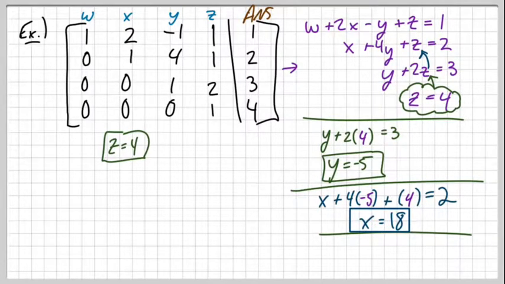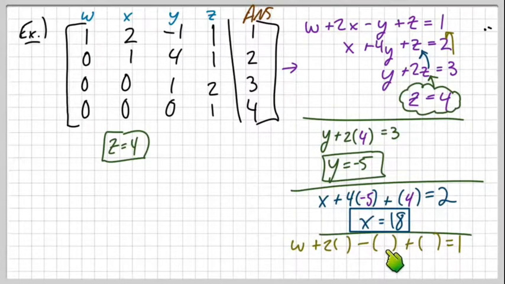We've got 1 to go, so it's time to go to that top level. Since now we know what x, y, and z are, we can plug those values in that top equation and get our answer for w. So the top equation is w plus 2x minus y plus z equals 1. So let's plug in the values that we know. We know x is 18, y is negative 5, z is 4. Simplify that and get w by itself. We have w equals negative 44.